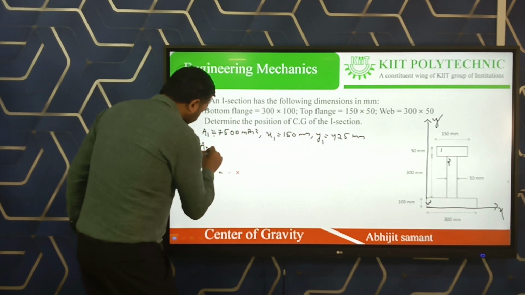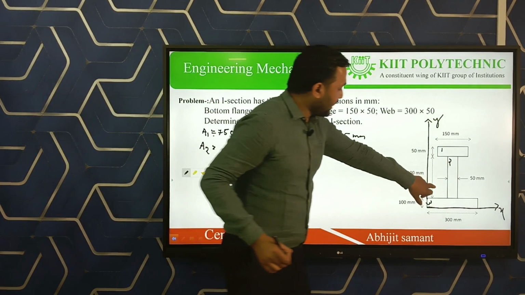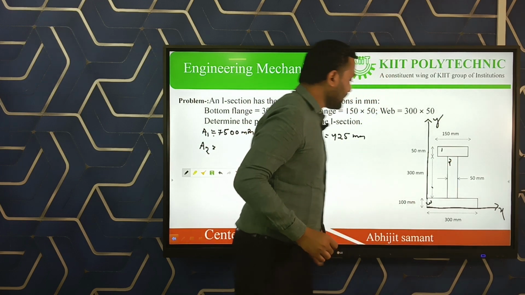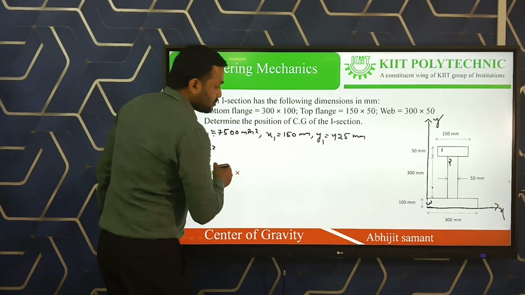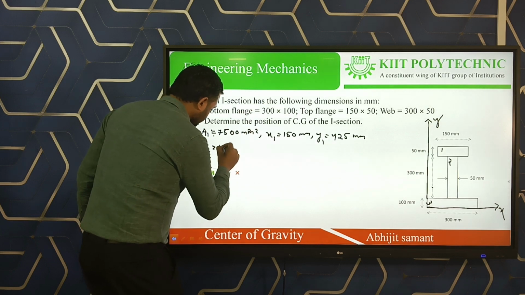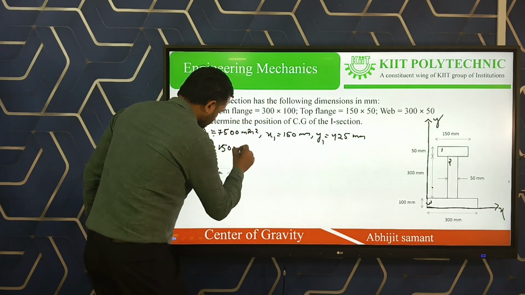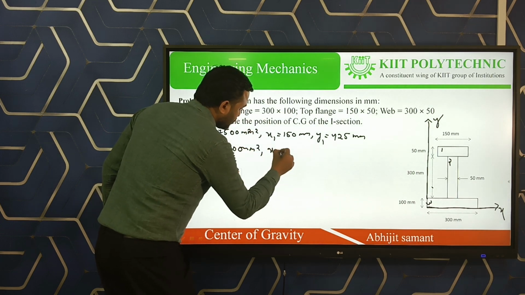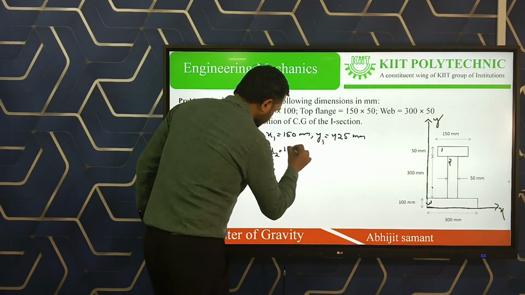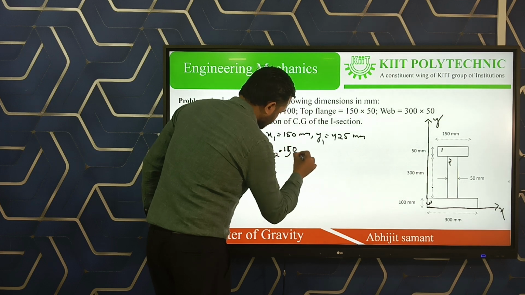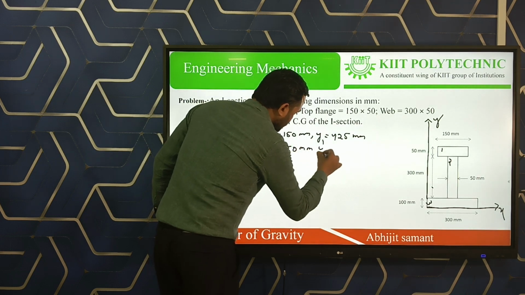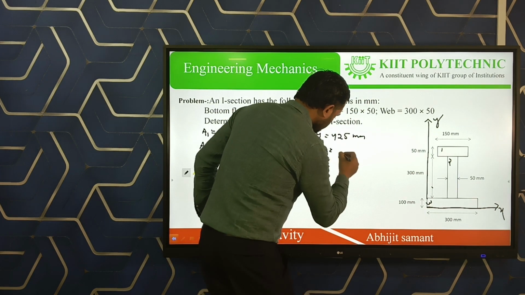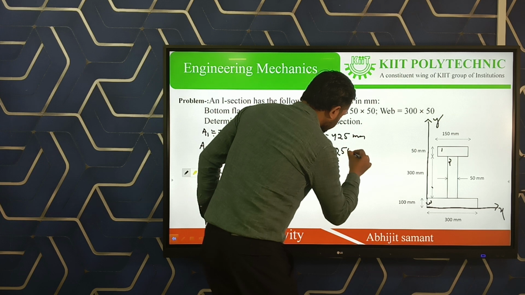Then for the second rectangle, a2 is equal to 300 mm into 50 mm, that is 15,000 mm square, and x2 is equal to 150 mm, y2 is equal to 250 mm.